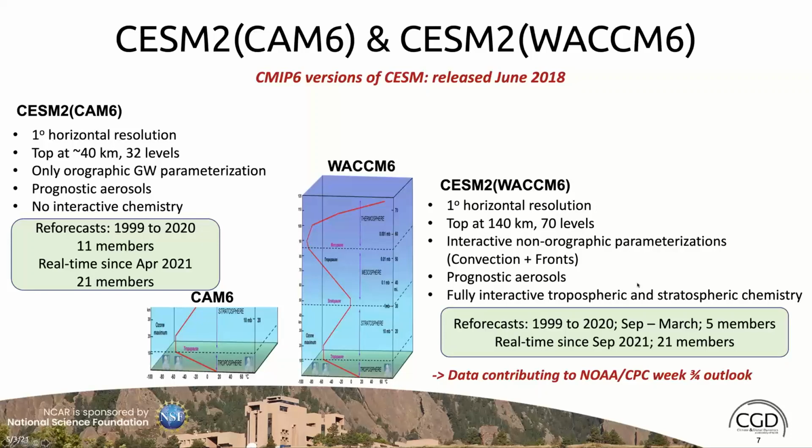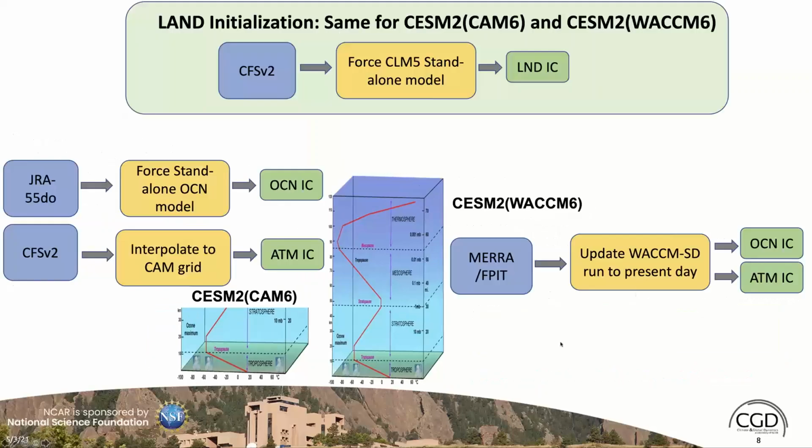So I'm going to go through some basic metrics. Oh, before I do that, let me tell you a little bit about the initialization, because it is different from CSM1 and it's different between the two models. For the land, we use CFS v2 and we force a CLM5 standalone model, and that's how we get our daily initial conditions.